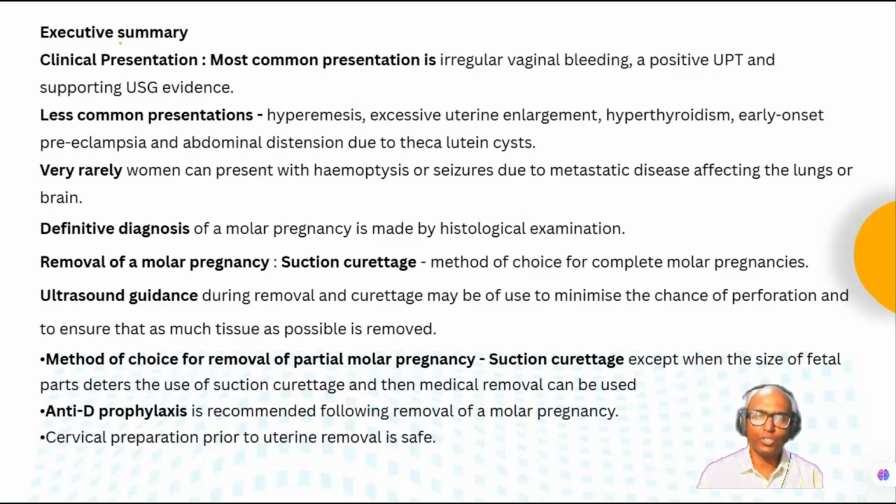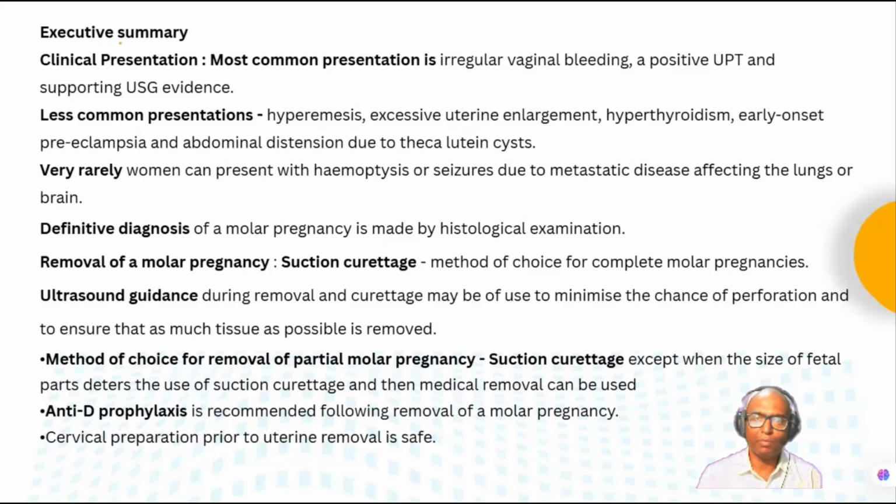So what is the clinical presentation of gestational trophoblastic disease? The most common presentation is irregular vaginal bleeding, a positive UPT and supporting USG evidence. So early pregnancy with bleeding and positive USG, always think of gestational trophoblastic disease. A less common presentation is hyperemesis, increased uterine enlargement, hyperthyroidism, early onset preeclampsia, and abdominal distension due to theca lutein cyst. A very rare presentation is mainly because of metastasis, and it may be in the form of hemoptysis or seizures due to metastatic disease affecting the lungs or the brain.